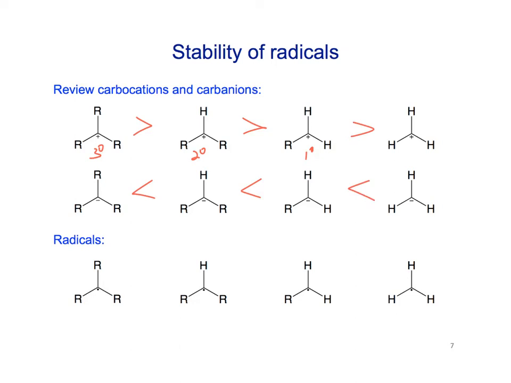Okay? So radicals, we can think about radicals as not charged, but they're still short of an electron, right? They don't have a complete octet. Those carbons only have 7 electrons around them. So they still want more electron density. So their stability mirrors that of the carbocations.